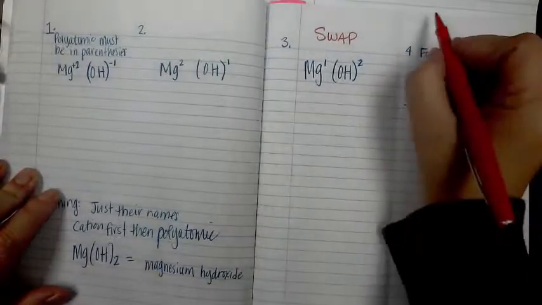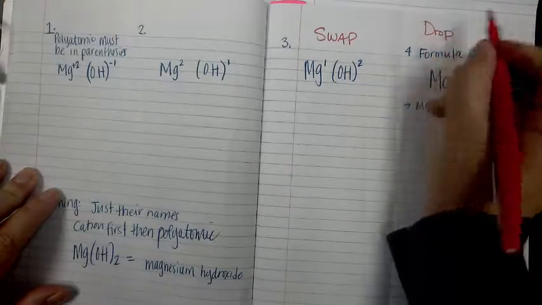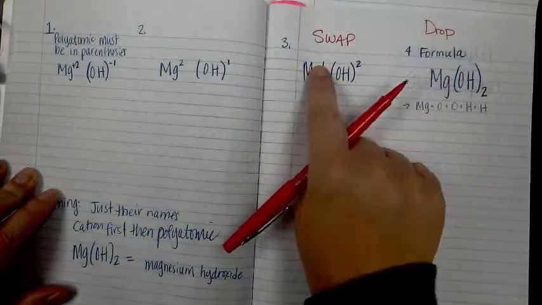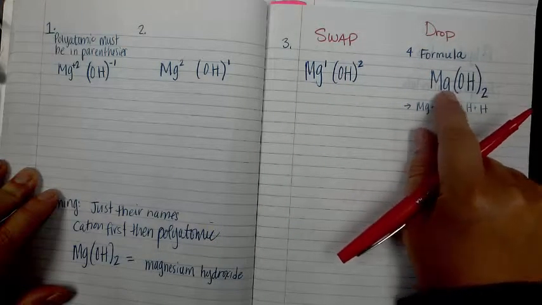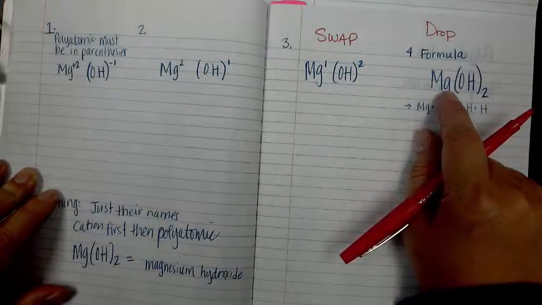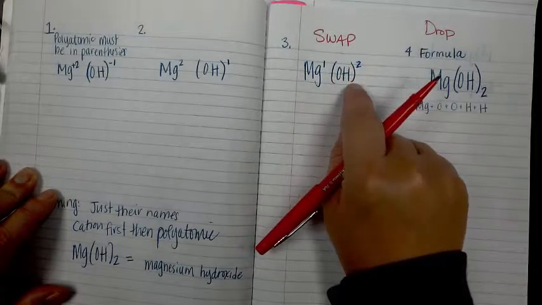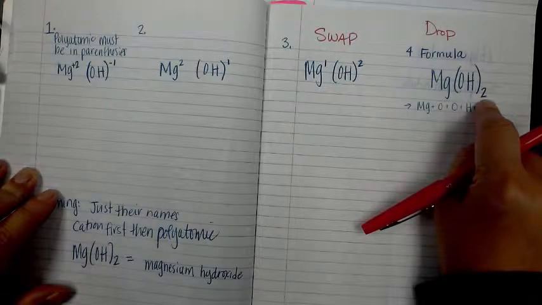So now I'm going to drop them to make my formula. So I have that 1 on that magnesium. It's going to drop, and it's not going to be there because you don't write a 1 as a subscript. And then that 2 is going to drop, but it's going to stay outside the parentheses.